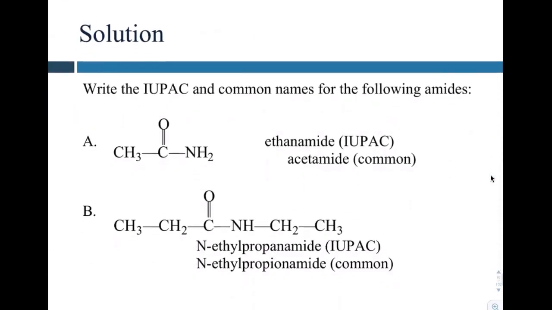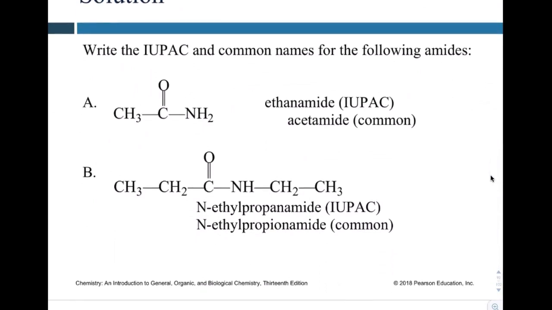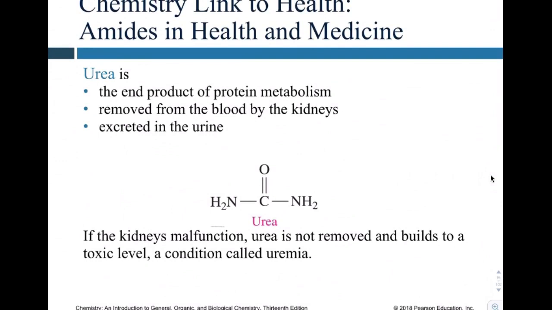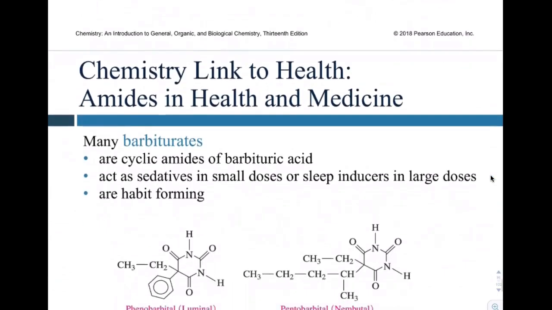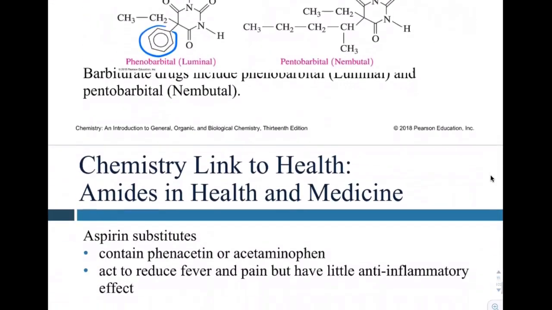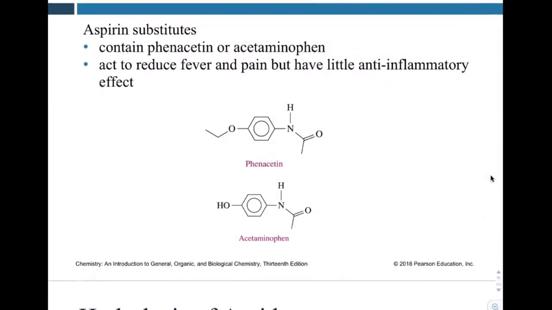Alright, how'd you do? You got ethanamide, or acetamide if it's a common name, and then you got N-ethylpropanamide. Here is an amide in health, urea. There you go. You got some barbiturates here, so we got phenobarbital and pentobarbital. Ooh, look at that phenyl group for phenobarbital. Beautiful. Both of these are aspirin substitutes. I mean, they help you with the fever and pain, but they don't really do anti-inflammatory stuff. It's acetaminophen.